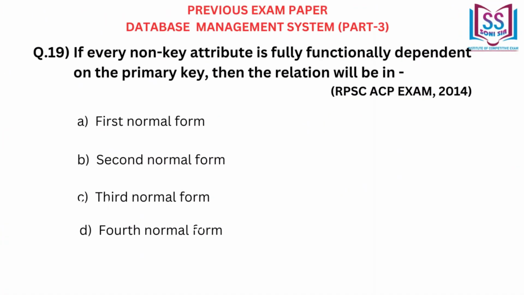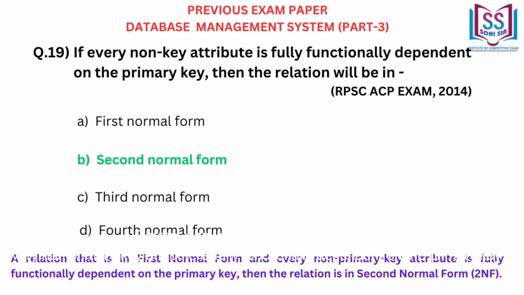If every non-key attribute is fully functionally dependent on the primary key, then the relation will be in A. First normal form. B. Second normal form. C. Third normal form. D. Fourth normal form. Correct answer B. Second normal form. A relation that is in first normal form and every non-primary key attribute is fully functionally dependent on the primary key, then the relation is in second normal form.